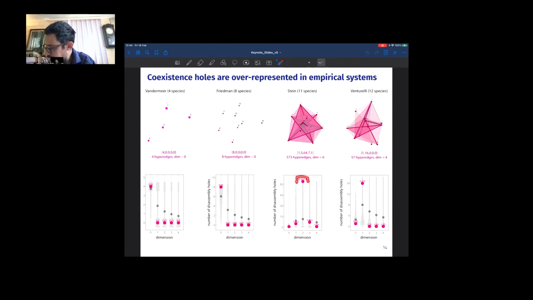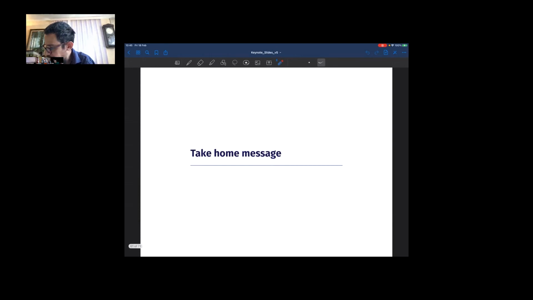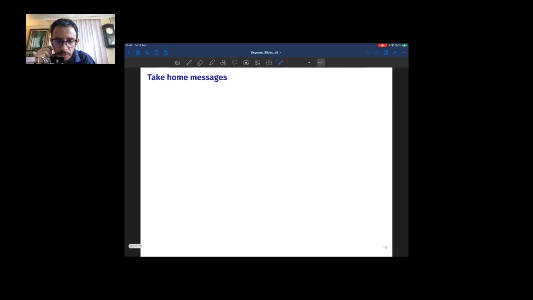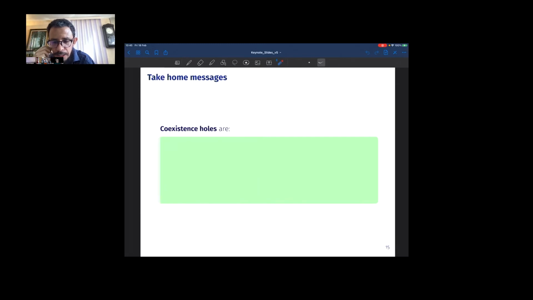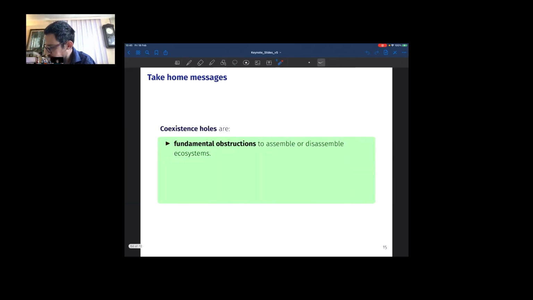And what you observe again is some dimensions where the number of holes, for example, in this case, the 64 disassembly holes of dimension 2, are very, very unlikely to be observed by chance. The probability is just 0.00011. So very unlikely, and this means that these are actually enriched by the ecological dynamics.